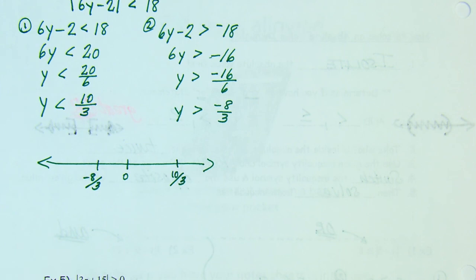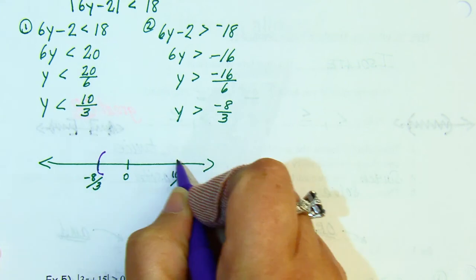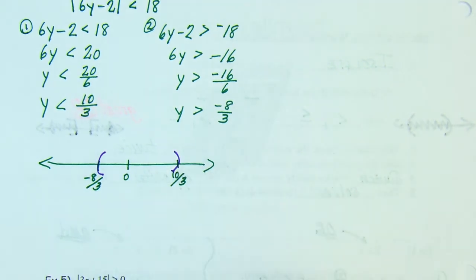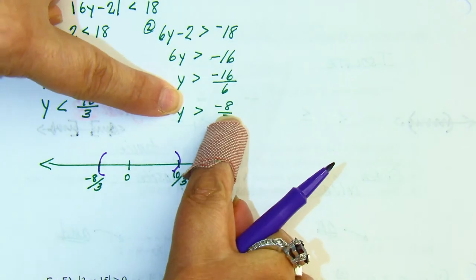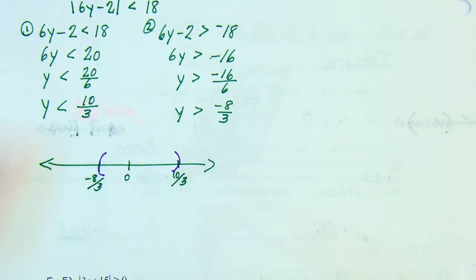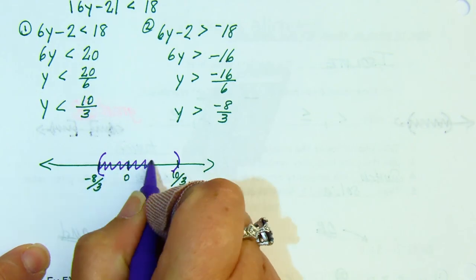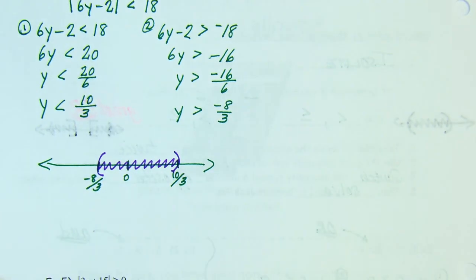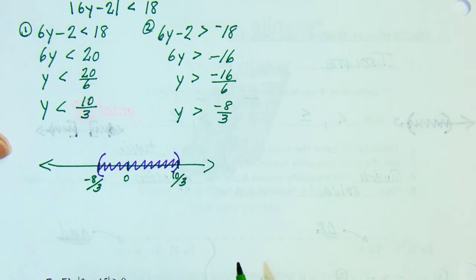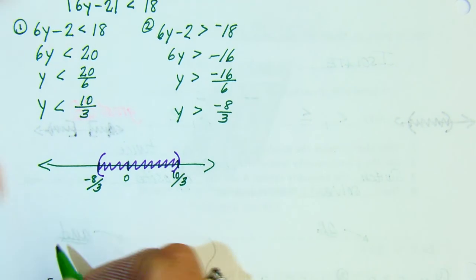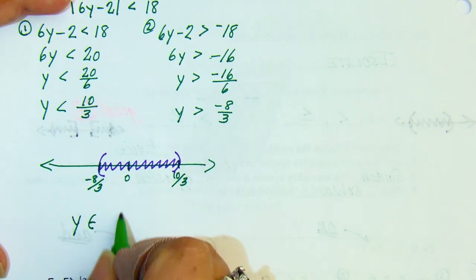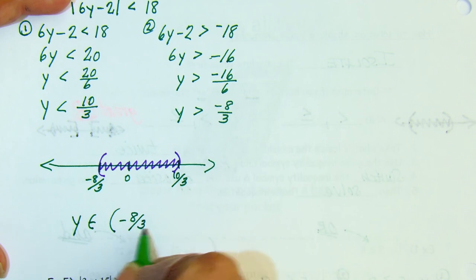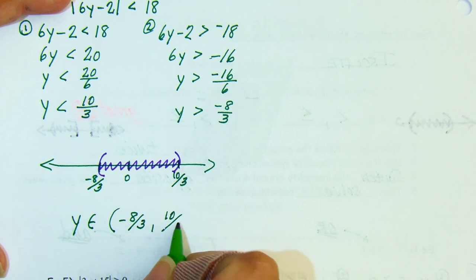And now you have to ask yourself, is this parentheses or brackets? And you say parentheses because it's not included. And I know it's an and situation, so it should be shading in between. At negative 8 thirds, shade to the right. At 10 thirds, shade to the left. So I am correct in my thinking that this is an and. And now I'm going to give my solution set in terms of y. y is an element of the interval from negative 8 thirds, not including it, to 10 thirds, not including it.